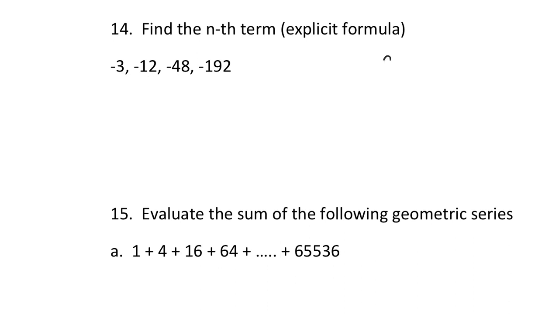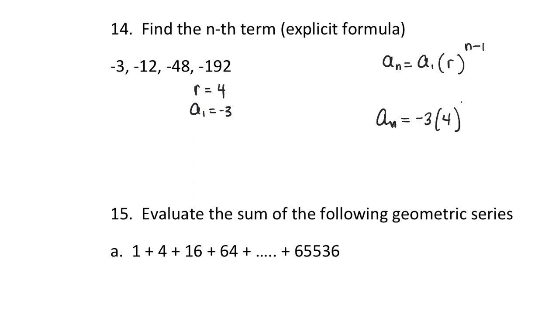On your formula sheet, it'll have the formula for a geometric sequence. It is the first term multiplied by the common ratio raised to the power of n minus 1. Here the common ratio is 4. First term obviously is negative 3. That's all you need to write the nth term: first term multiplied by the common ratio raised to a power of n minus 1.